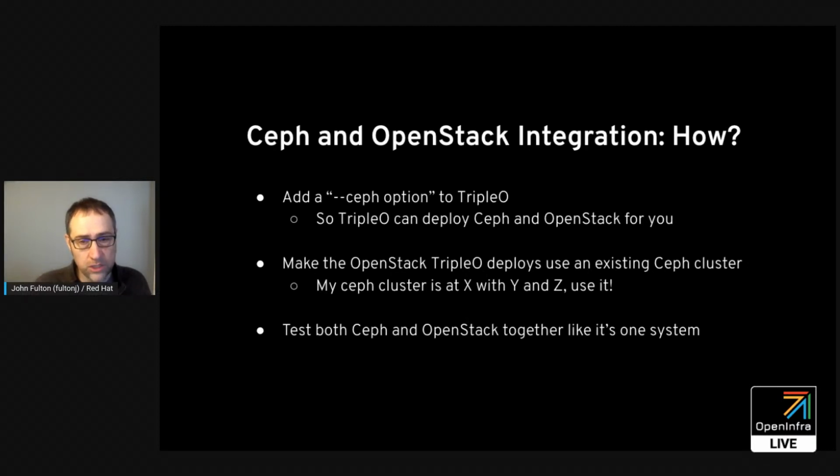We also have the option for the OpenStack that is deployed by TripleO to use an existing Ceph cluster. So if you have an existing Ceph cluster and some properties about it, like its IP and some CephX keys and pools, you can put those in a YAML file and also pass it to TripleO, so that when the OpenStack is deployed by TripleO, it's ready to go, ready to use block, file and object storage from that Ceph cluster. And then we also test both Ceph and OpenStack together, like it's just one system, as if Ceph were a part of OpenStack, though it is its own separate project.